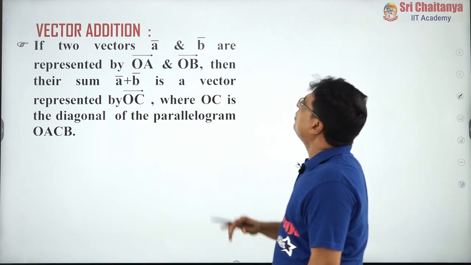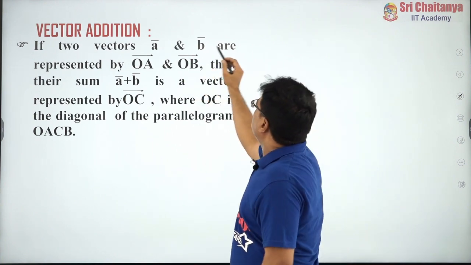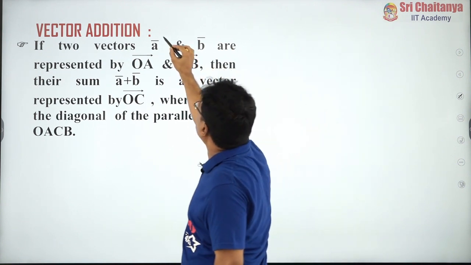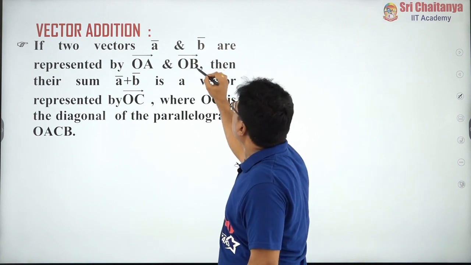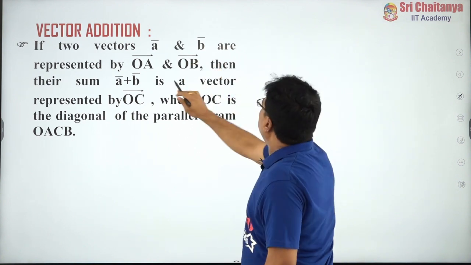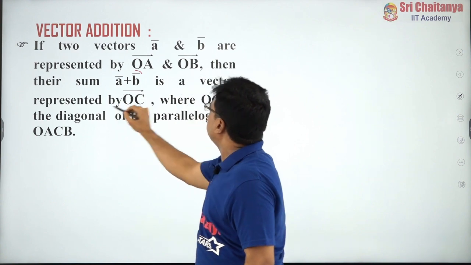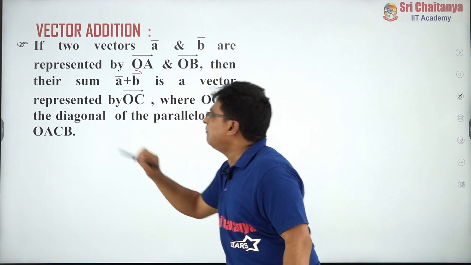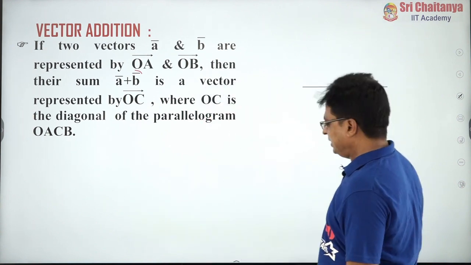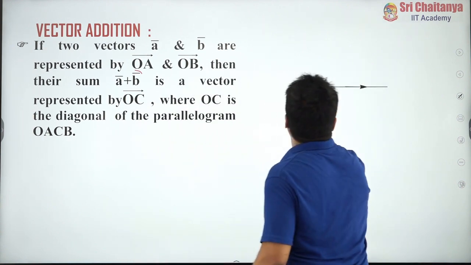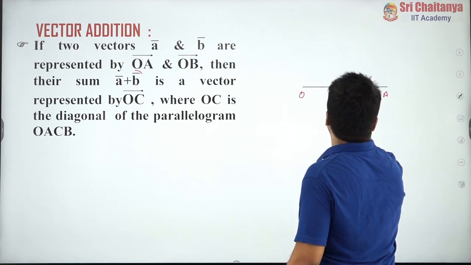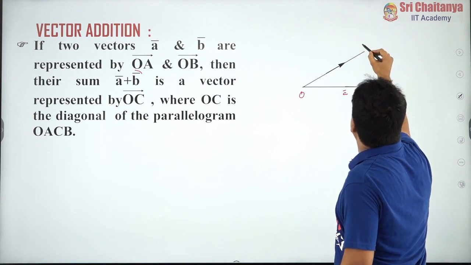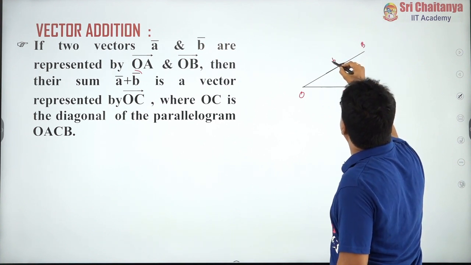So, here, my friends, vector addition. Suppose A bar and B bar are represented with OA bar and OB bar. That means the position vector of A is A bar, and the position vector of B is B bar. And the sum A bar plus B bar is denoted with OC bar. What is OC bar? It is nothing but a diagonal of OACB. See here, suppose this is my OA bar, say this is A bar, and this is my OB bar, say this is B bar.